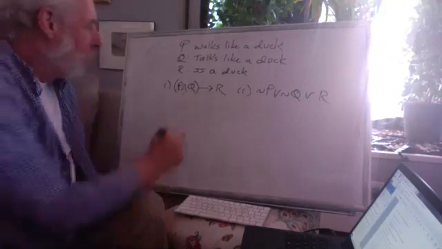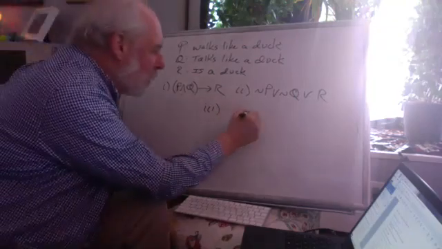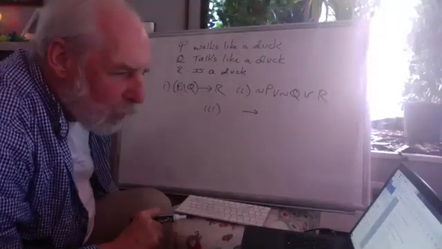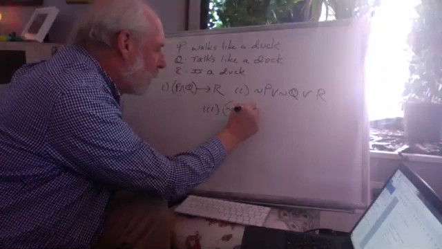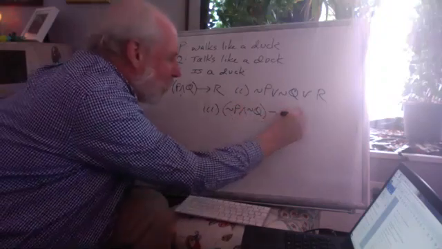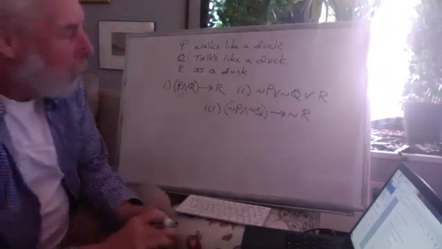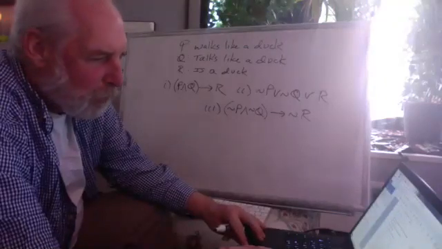And then our third statement starts out with an if. So we know we have an if then statement. Does not walk like a duck and does not talk like a duck, then it's not a duck. All right. So there's the 3 statements converted into symbols. And there are different ways of writing it, but we'll go with this one here.